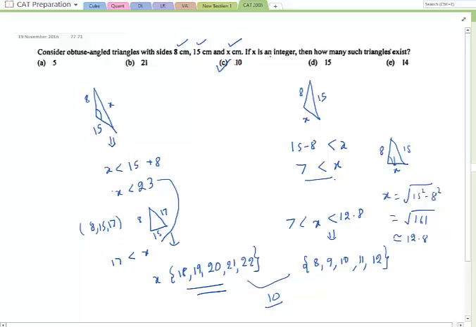So to do this question, you need to know properties of triangles and you should have them at your fingertips. Once you have that, it should not be very difficult to come to these.